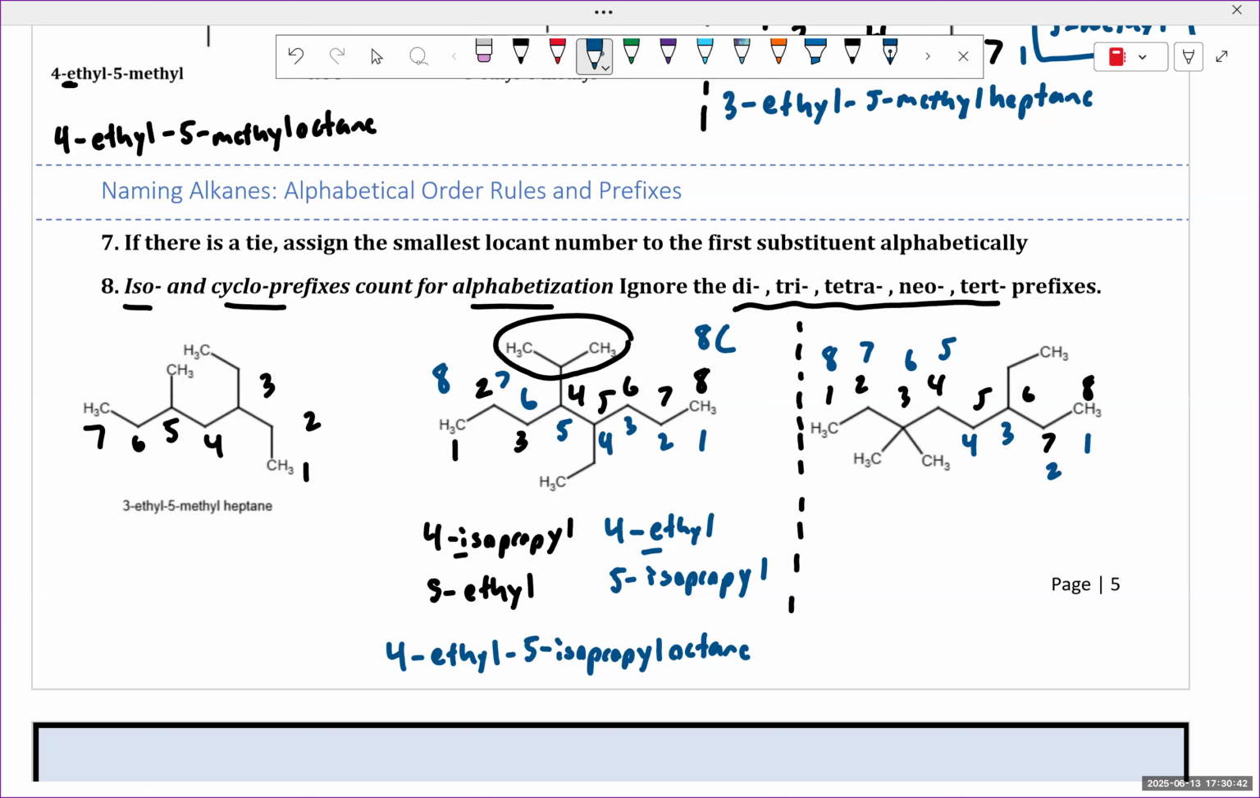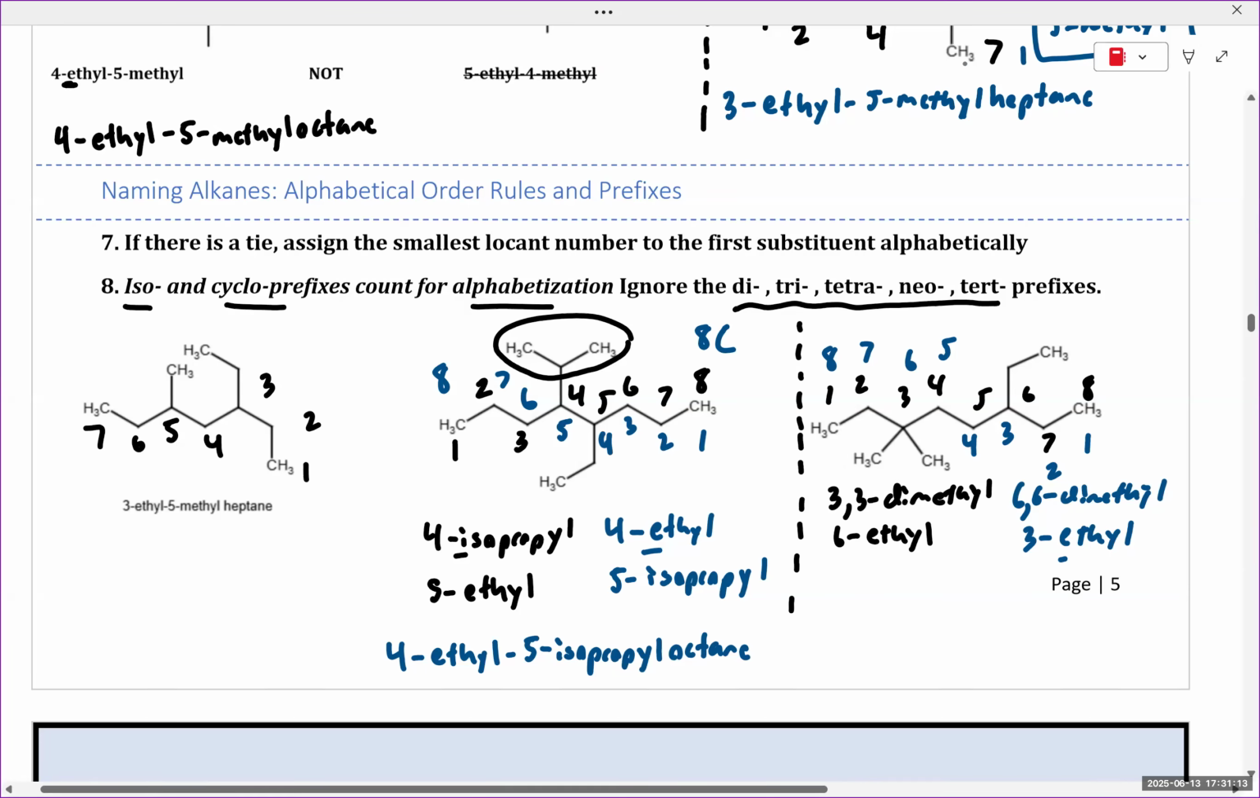Okay, so in this case, using the numbering method in black, we have 3,3-dimethyl, 6-ethyl. Looking at the numbering method in blue, we have 6,6-dimethyl, 3-ethyl. In this case, E is first alphabetically.